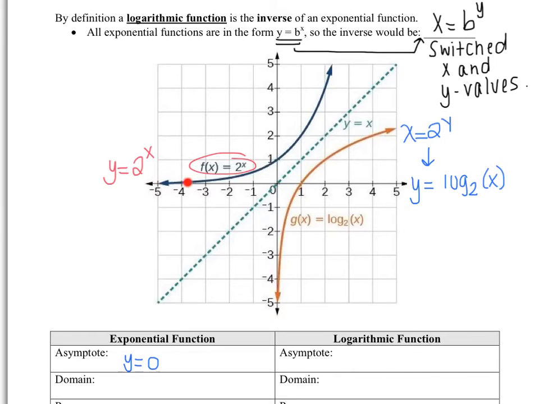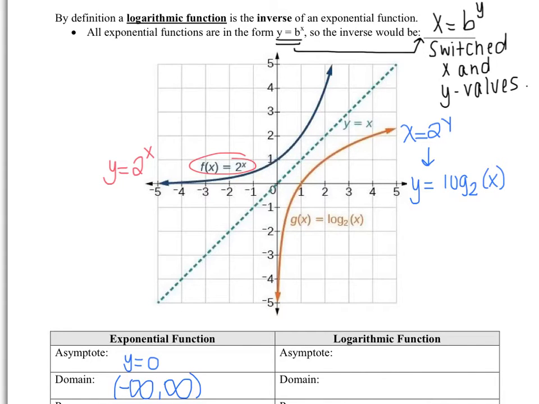What is the domain of this function? Well, how wide does it go this way? You should be telling me negative infinity. How wide is it going up this way? You should be saying it's going wide and up forever. So wide would be positive infinity. So my domain would be negative infinity to infinity.